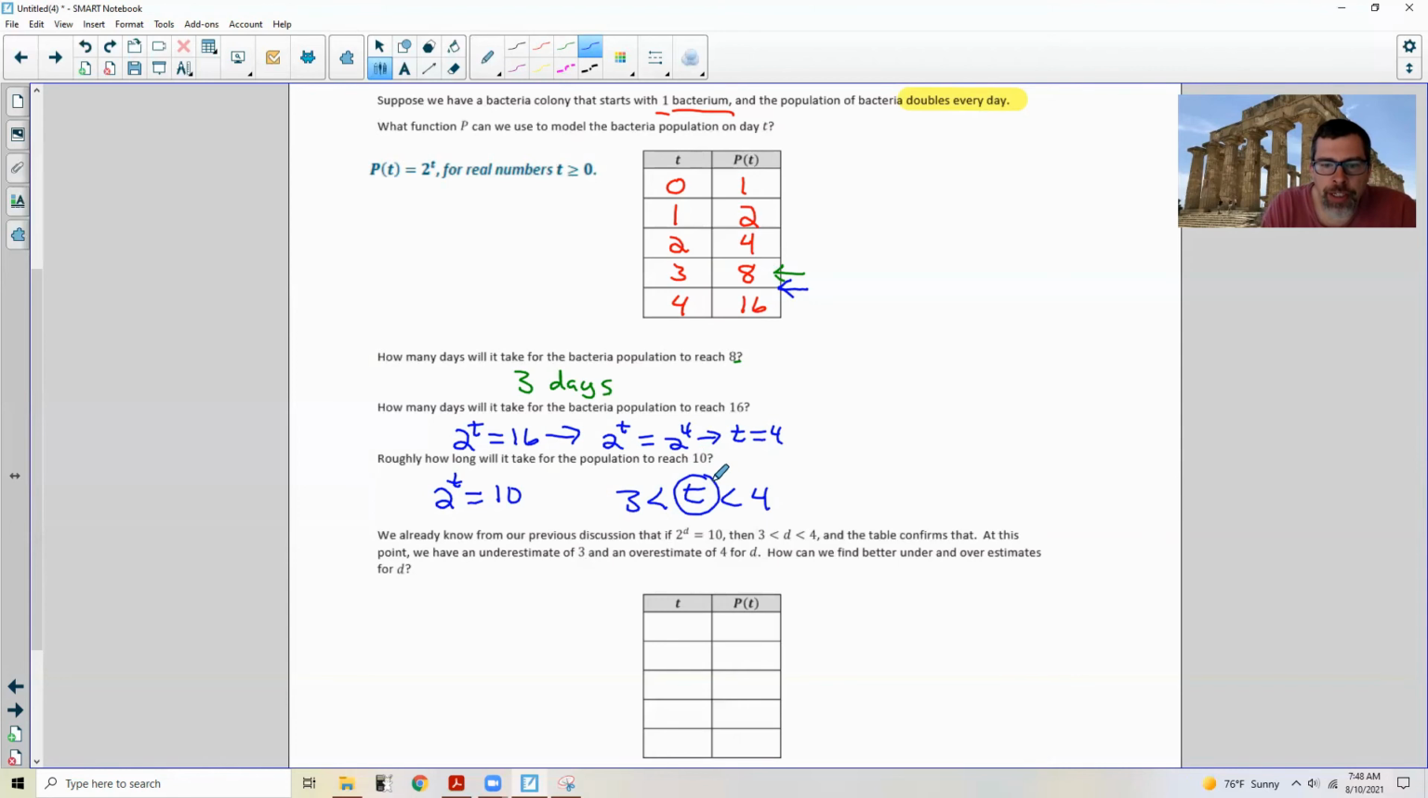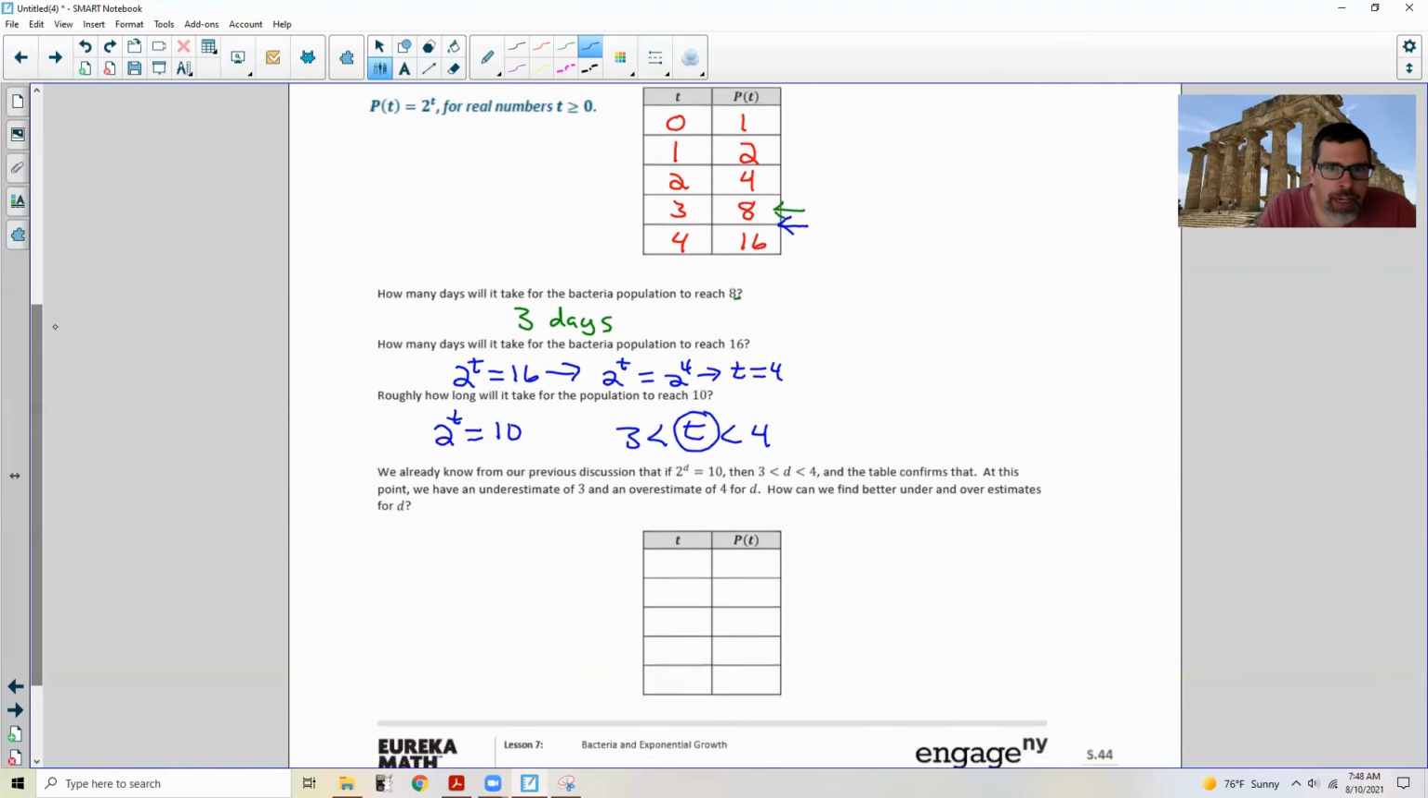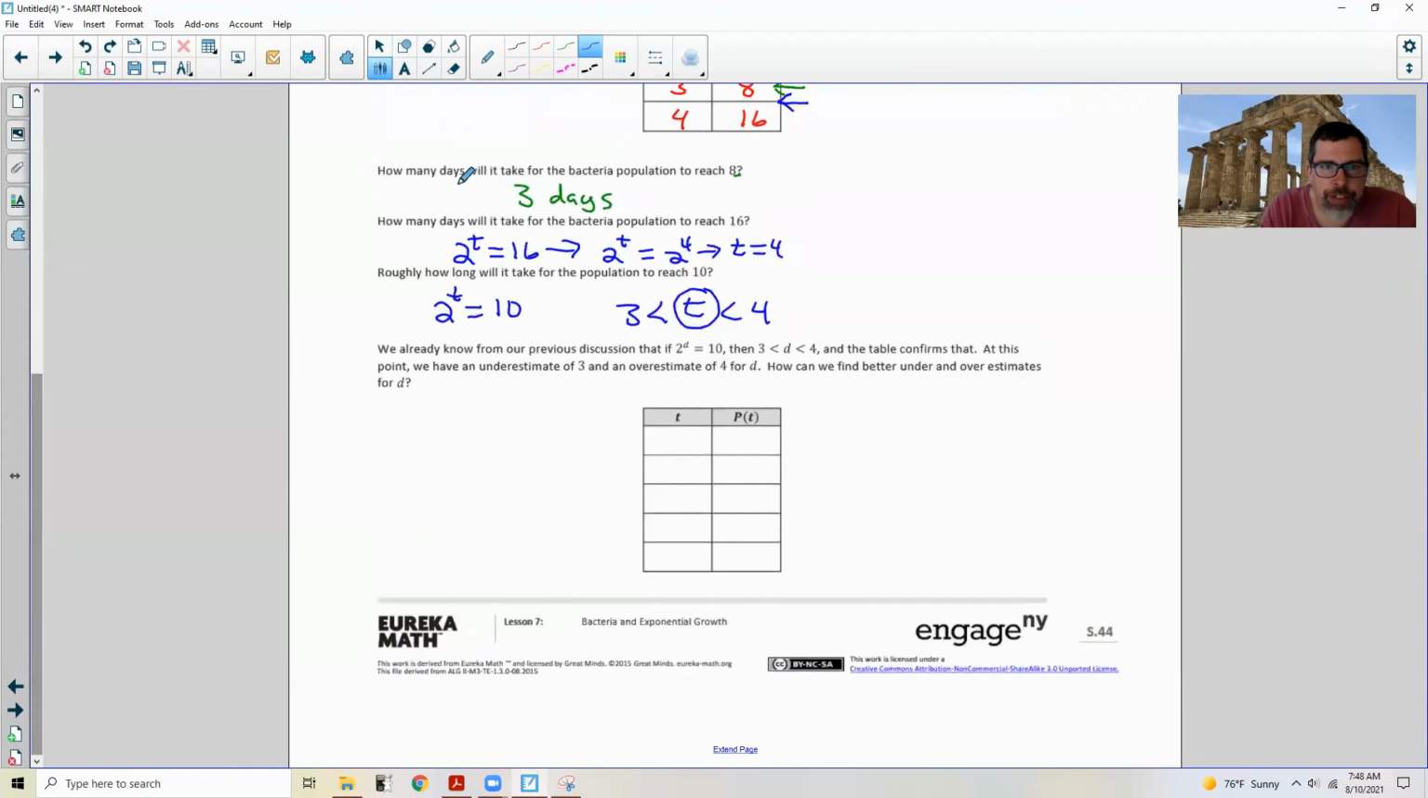So it's early in the 4th day, actually. 3 days took to get to 8, and then a little bit longer will get us to 3 point something. Okay, so it's between 3 and 4 days. All right. Does that make sense? So we don't always have nice round integer numbers to work with. That's life.